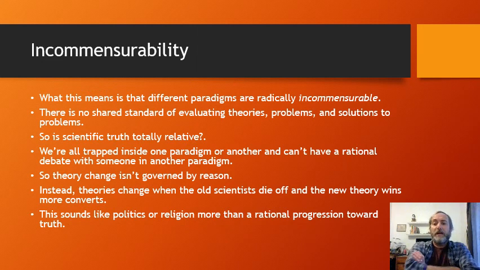So what does this mean, right? If Kuhn is right that this is how theory change works, first of all, it means that different paradigms are radically incommensurable, right? Which means they don't share any standards as far as saying what's a good theory, what are the right kind of problems we need to work on, what counts as a solution to that problem. They just have very little in common that could give them any of the same standards for what's a good theory.